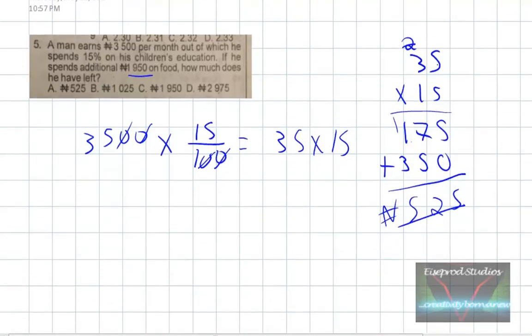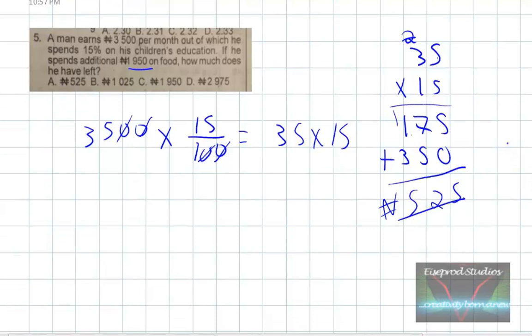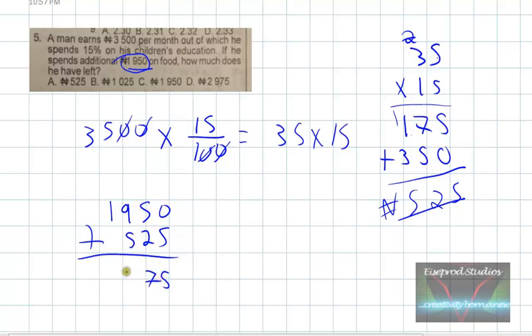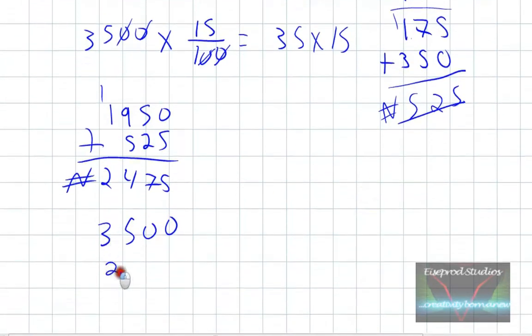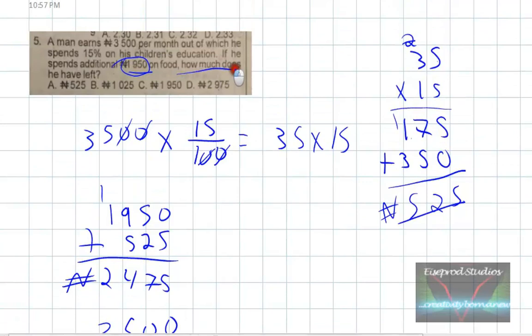So then the next step is to figure out how much he is really spending in total for the month. He also spends an additional 1,950 on top of these 525. So 1,950 plus 525. We line them up and add. So now we have this much that he spends in total per month. So we're going to subtract that from how much he makes, and that should leave us with what the question asks, which is how much does he have left?